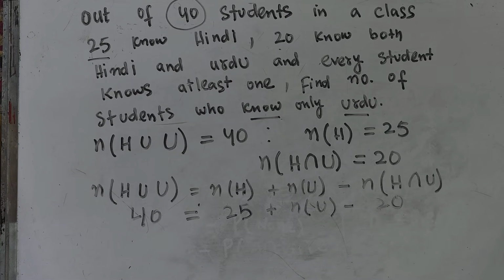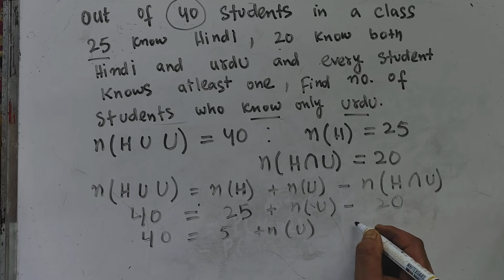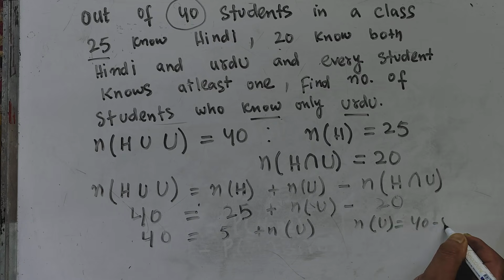So 40 is equal to 25 minus 20, which is 5, plus n(U). That means the number of students who know only Urdu will be equal to 40 minus 5, which is equal to 35.